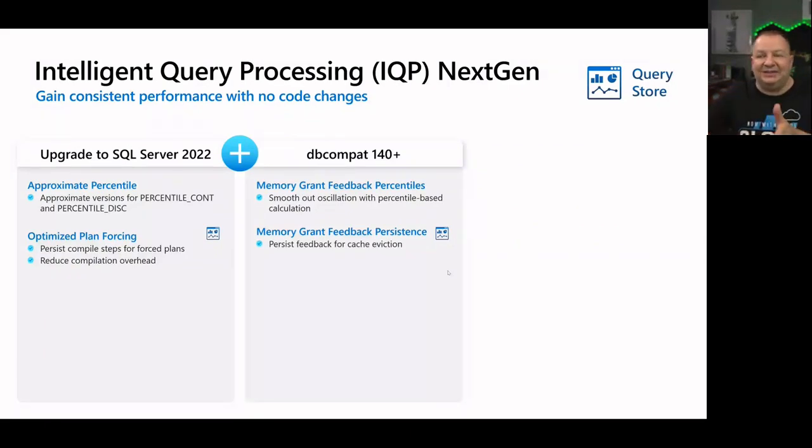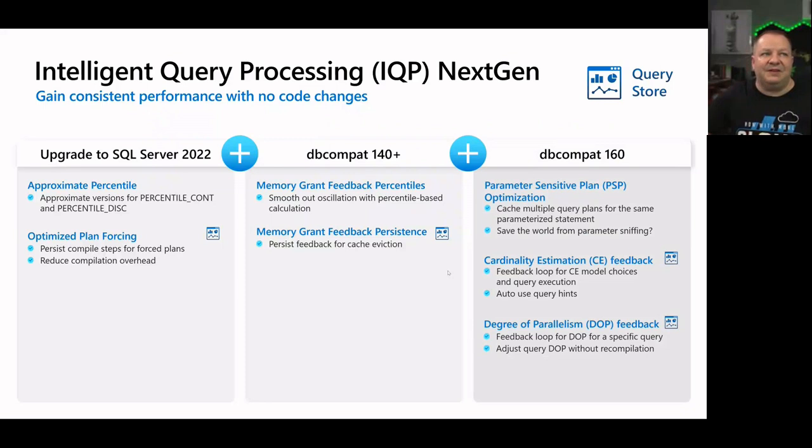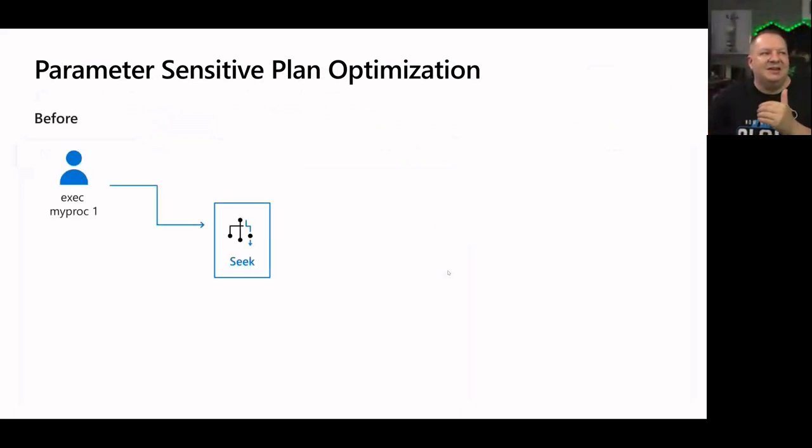So kind of using that, and again, that's coming from the query store, the optimized plan forcing. When we got the memory grant feedback percentiles, we also got that persistence feedback, and then we stored that information now in the query store. So query store now gets that additional new information about the memory grant feedback. Really cool.